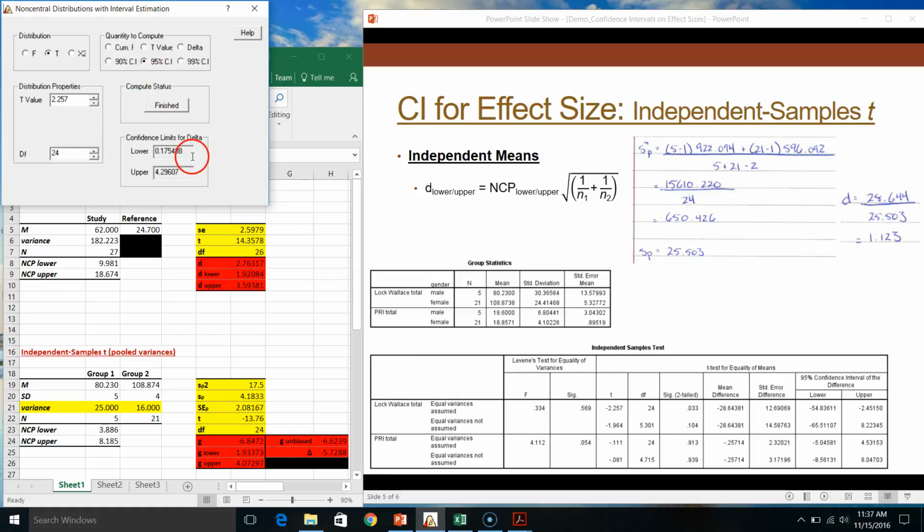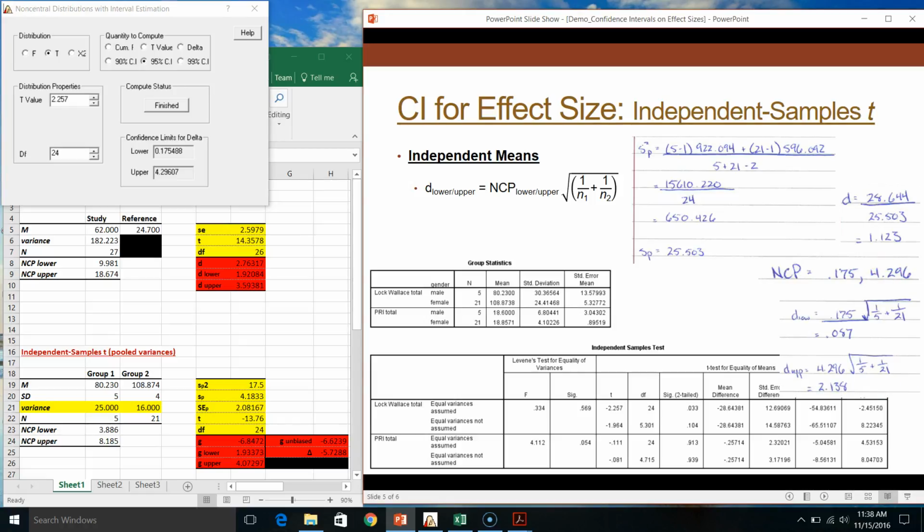The 95% confidence interval for this is going to give us a lower bound for a non-centrality parameter of 0.175, upper bound of 4.296. So we go down through, note that. So we've got our upper and lower bound for a non-centrality parameter, and then once we've got that, it's easy. We go down through and plug both our upper and lower bound into this formula.